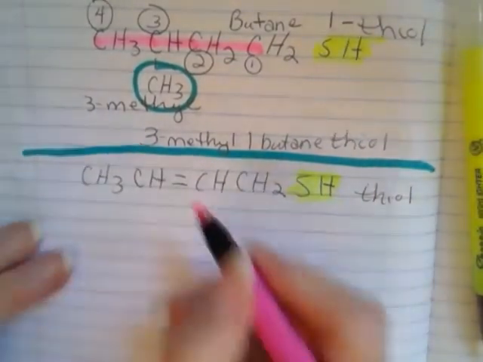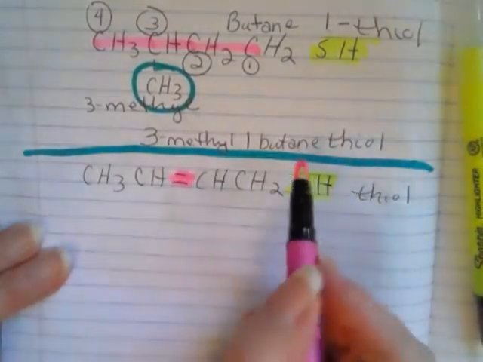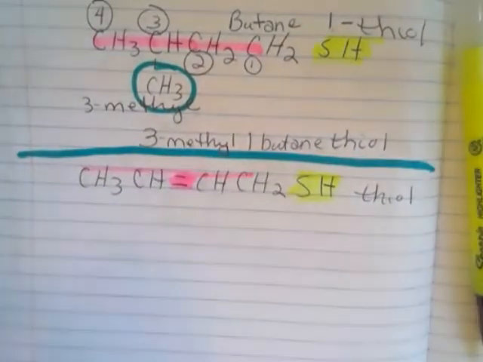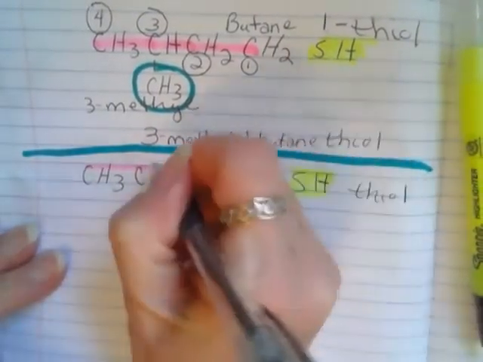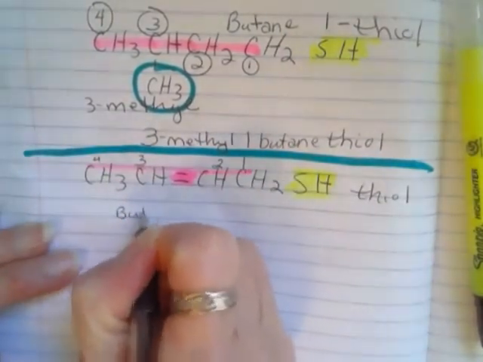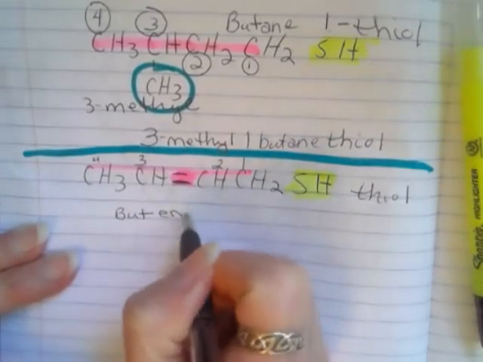So notice I've got this double bond here, so that's going to have an ene, E-N-E. I've got 1 carbon, 2 carbons, 3 carbons, 4 carbons. 1, 2, 3, 4 carbons, so that means but-. It's going to have a double bond, so it's going to end in E-N-E.